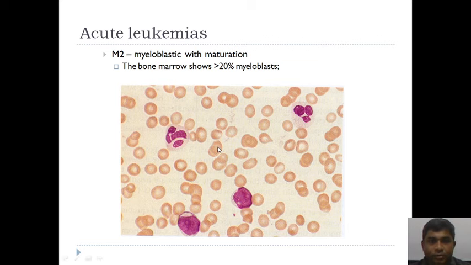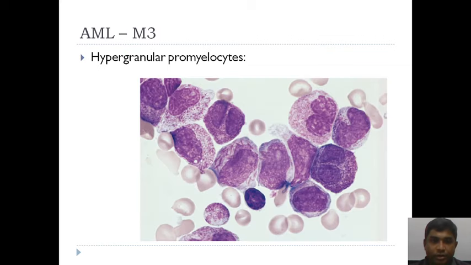So you can have AMLs with just the presence of blasts, which constitute the M0 and M1 categories, or you can have AMLs which have a large amount of differentiated cells including granulocytes. When you have a large number of maturing cells, it falls under the category of AML M2, but by definition you should have more than 20% myeloblasts in the peripheral blood and/or bone marrow.